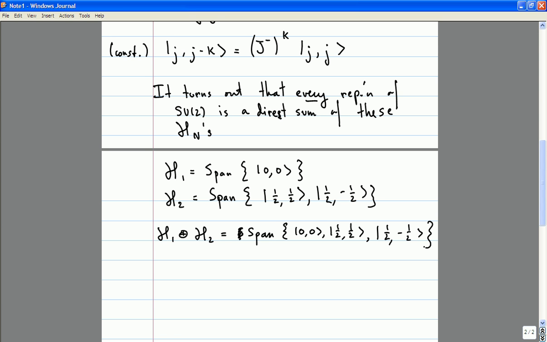If you want to think a little bit more geometrically, you could think of the Hilbert space H1 as the z-axis and H2 as the xy plane. That's a two-dimensional vector space. And then the direct sum, H1 plus H2, would be the three-dimensional space given by x, y, and z coordinates.